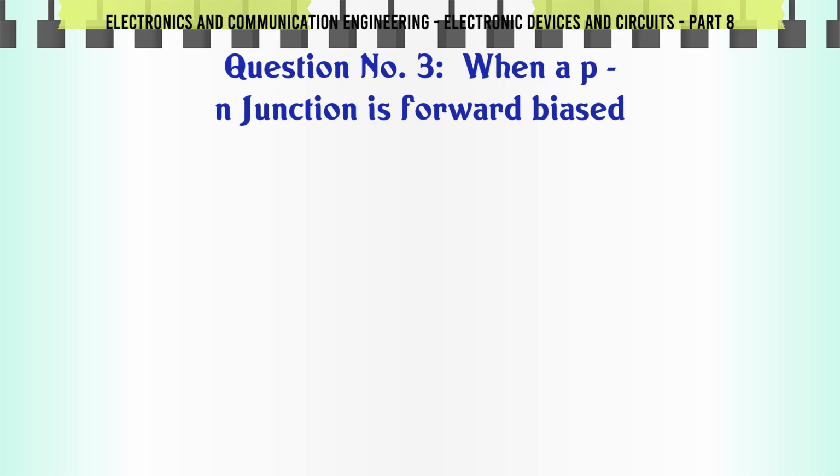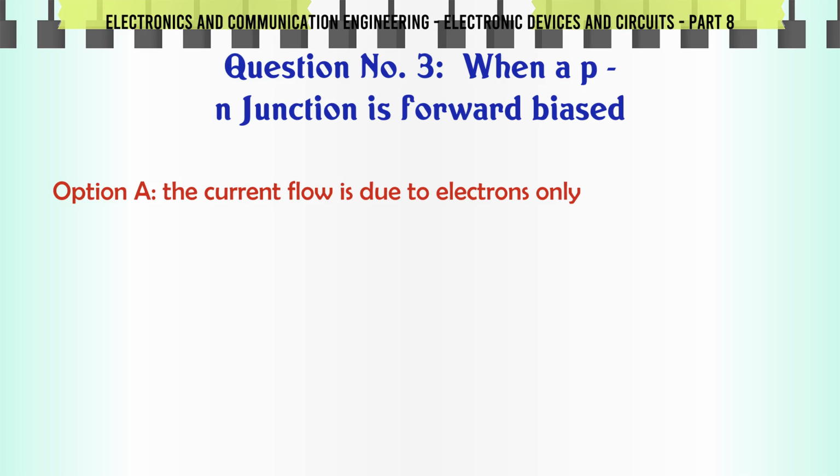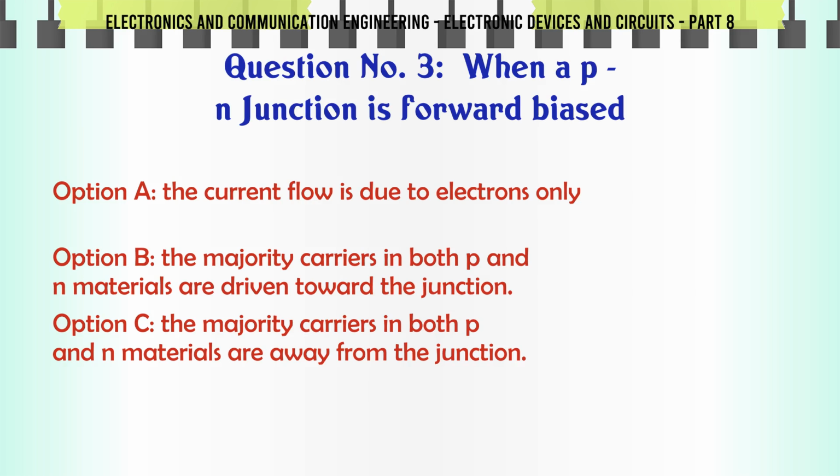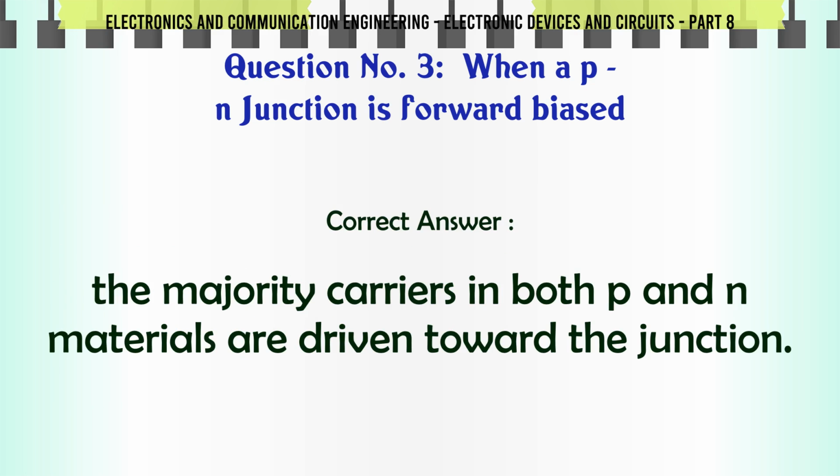When a P-N junction is forward biased, the current flow is due to: A. electrons only. B. The majority carriers in both P and N materials are driven toward the junction. C. The majority carriers in both P and N materials are driven away from the junction. D. Both A and C. The correct answer is the majority carriers in both P and N materials are driven toward the junction.